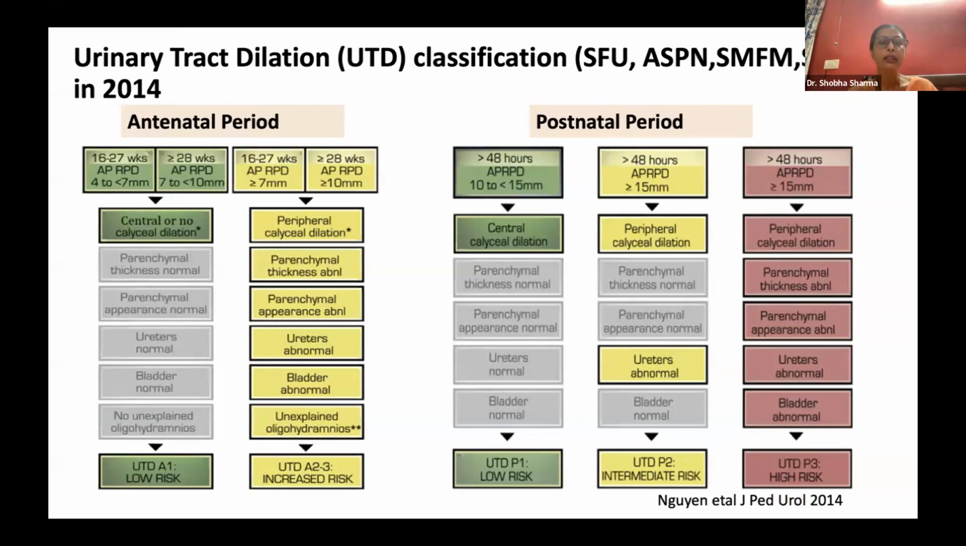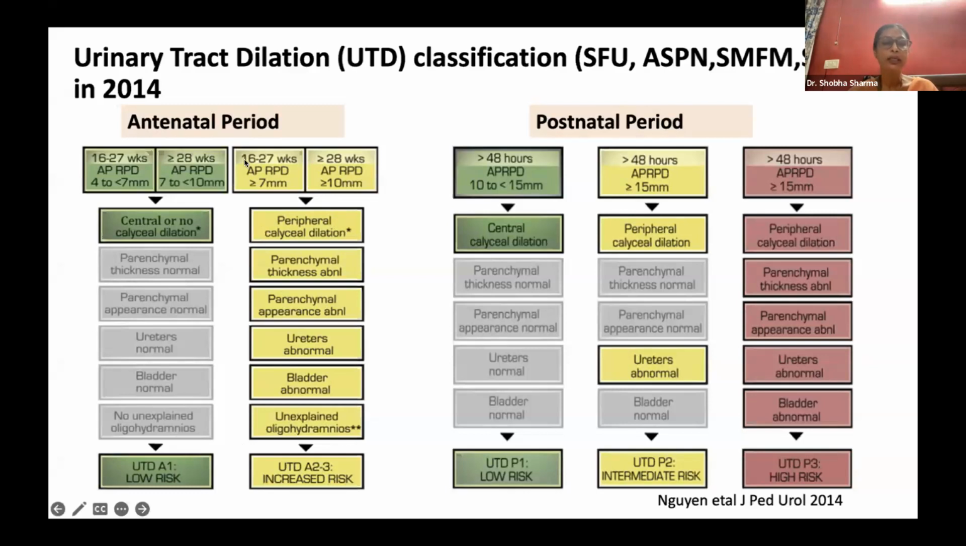And in the antenatal one, besides the RPD and the parenchymal thickness, they have included multiple other parameters, like the appearance of the parenchyma, as I mentioned, whether there is an altered CMD, presence of cortical cyst, or altered echogenicity. They have also included abnormality, that is dilatation of the ureter, then bladder abnormality, seen in the form of a ureterocele, increased thickness of the bladder wall, or presence of a dilated urethra.